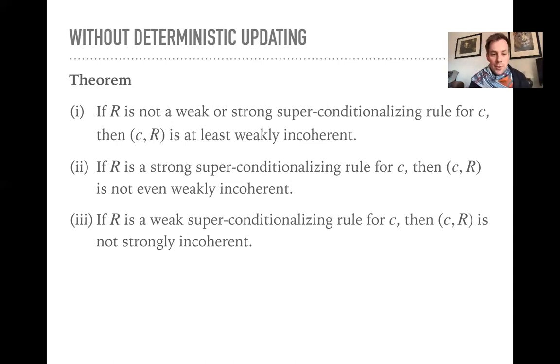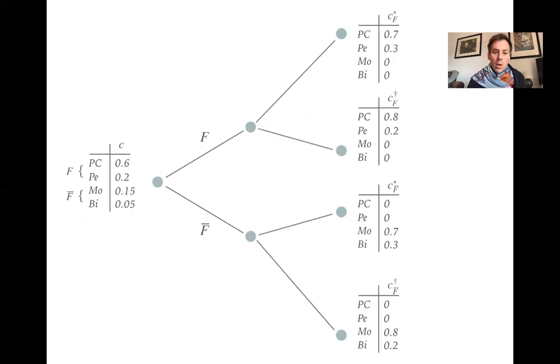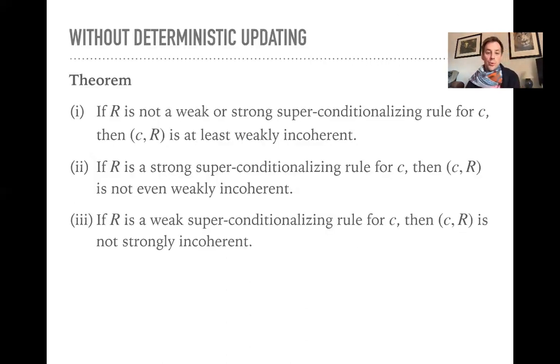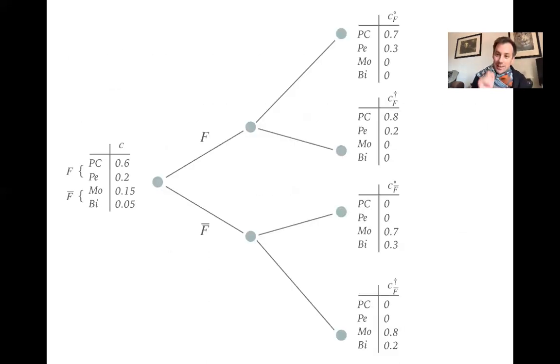And then thirdly, if your updating rule is a weak superconditionalizing rule, so that is, it either sits in the interior or it sits on one of the edges, then it's not strongly incoherent. Okay. And remember, this one, the one I'm encouraging people to focus on, that's a strong conditionalizing rule. So the second part of this theorem shows that it's not even weakly incoherent, but it's not conditionalization. So as I said, the arguments can't rule out this one. So the Dutch book argument's not going to be able to help us with that at all.